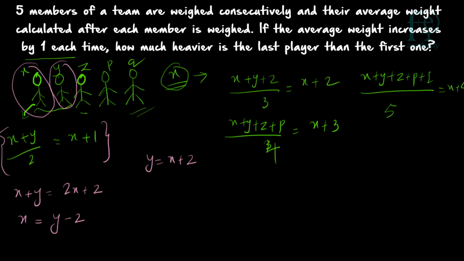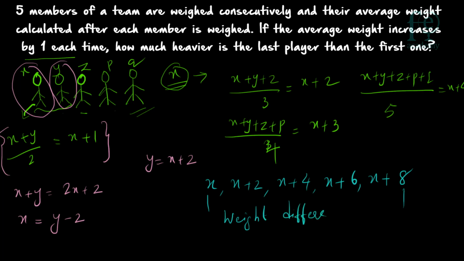So it means that if the first person's weight is X, the second person's weight should be X plus 2. So the third person's weight should be equal to X plus 4. And the fourth person will be X plus 6. And the last person will have a weight of X plus 8. So what is the difference between the first and the last member's weight? The weight difference will be equal to 8. So this way we are understanding the concept here.